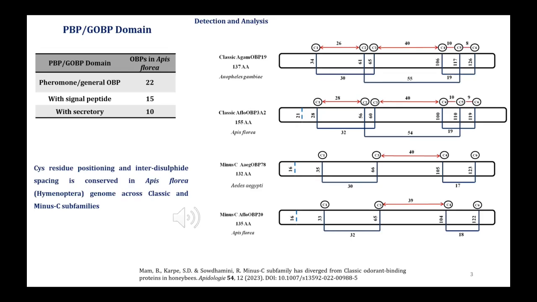We found that cysteine signatures and inter-disulfide spacing in each subfamily across insect orders are conserved and comparable. For example, we can see here that a pair of classic OBPs in Anopheles gambiae and Apis florea have comparable cysteine signatures. A similar result is seen in minus C subfamily OBPs from mosquito and honeybee.